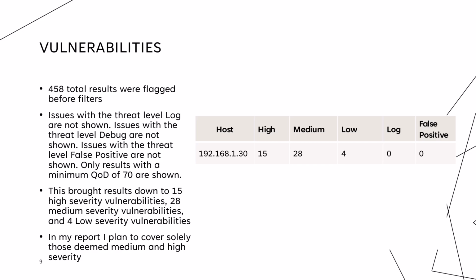So after these filters, it brought the results down to 15 high severity vulnerabilities, 28 medium severity vulnerabilities, and 4 low severity vulnerabilities. And in my report, I plan to cover solely those deemed minimum and high severity.